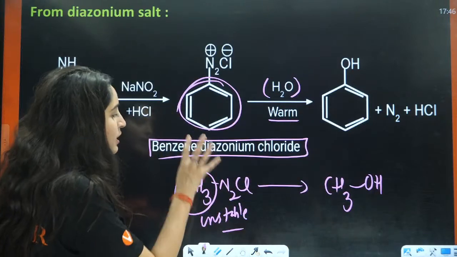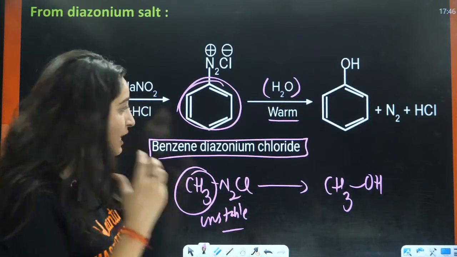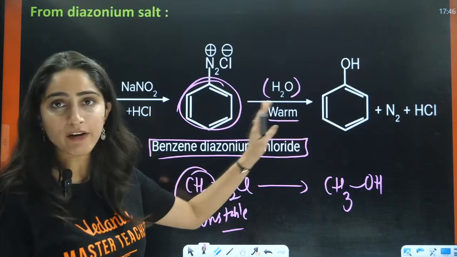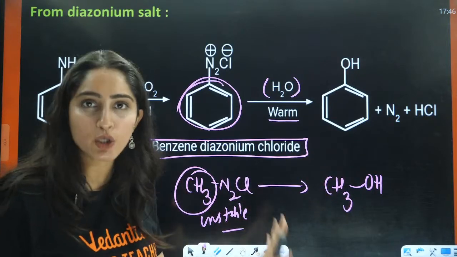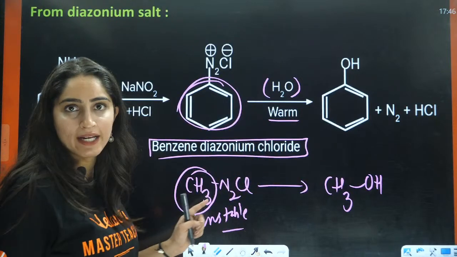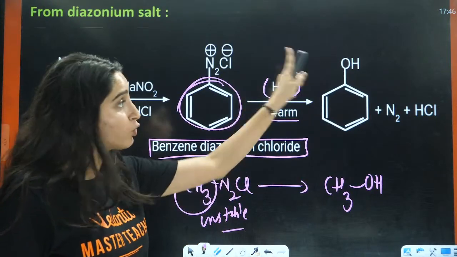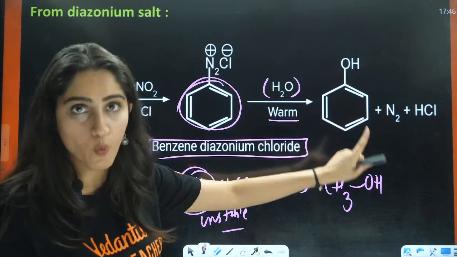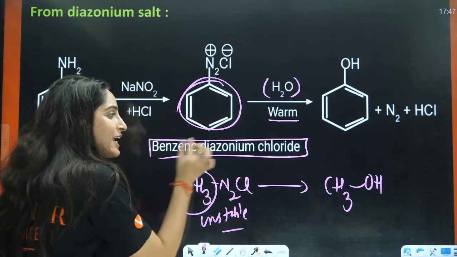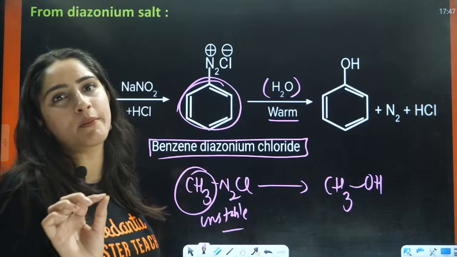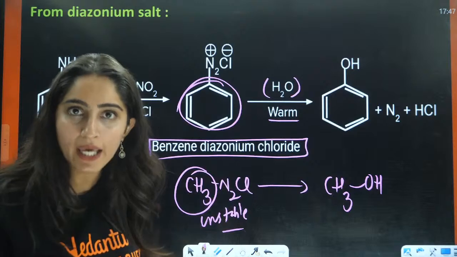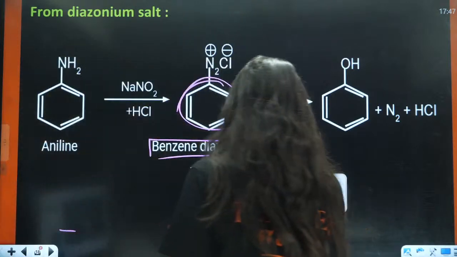When you have aliphatic diazonium chloride, without adding H2O and warming it, it will directly give you alcohol. But if you have benzene diazonium chloride, here you need to warm it and add water, then this N2Cl will be converted to OH, right? That means this is also unstable, but benzene diazonium chloride is slightly more stable as compared to any aliphatic diazonium chloride. Okay, understood? It's a very important question.